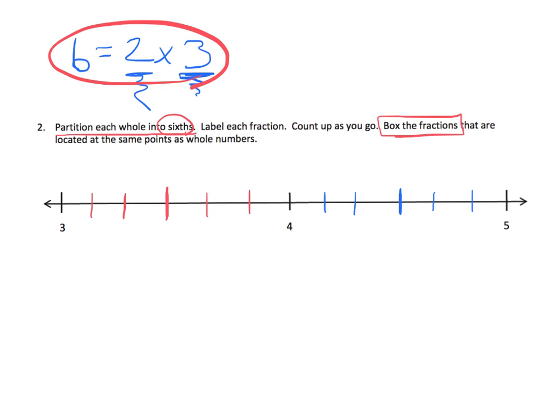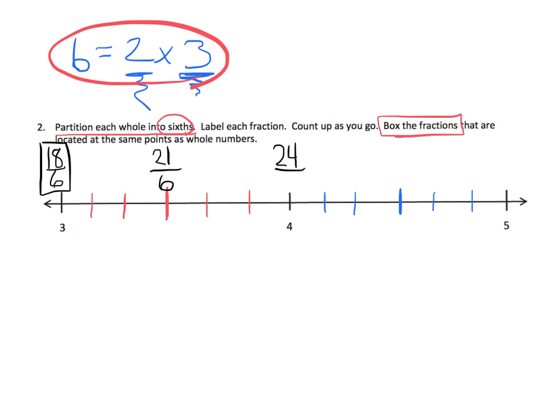Well, we know the denominator is going to be 6, because it says so, sixths. But how many sixths equals 3? The answer is 18 sixths. So then this is 19 sixths, 20 sixths, 21 sixths. Let me just put that one there. And then 22 sixths, 23 sixths, 24 sixths.